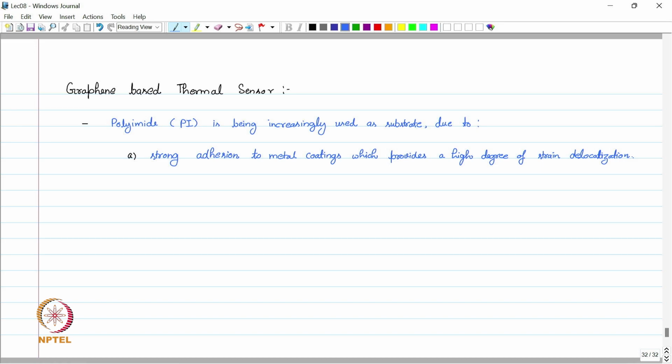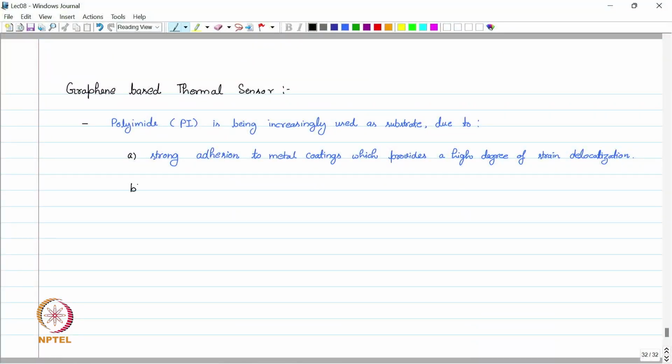So because of this strong adhesion to metal coatings, we have a very high degree of strain delocalization. There is no strain actually developed on the substrate because of the coatings. The second reason we use polyimide for graphene based fabrication is its wide temperature range. It can sustain temperatures typically from minus 270 degrees to 400 degrees.